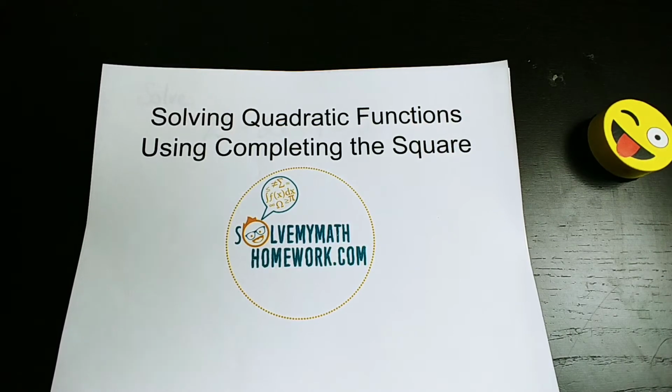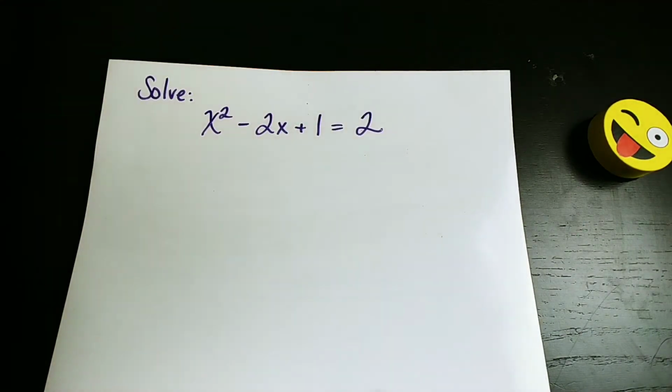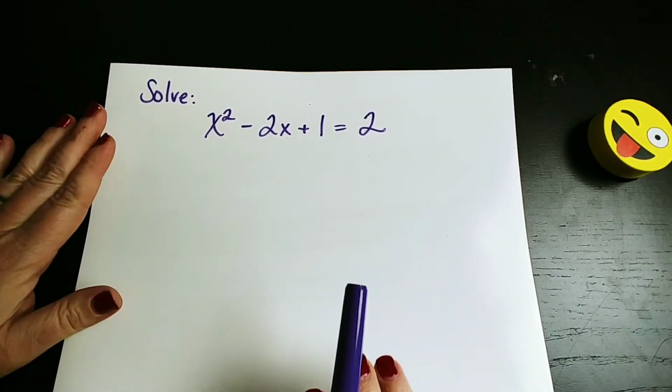So today, we're going to solve a quadratic function, but we're not going to factor. We're not going to use the formula. We are going to use a process called completing the square. So let's get started. When we look at this, we see a few things that look different.